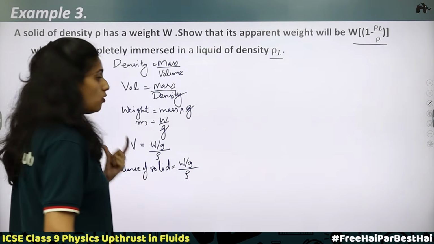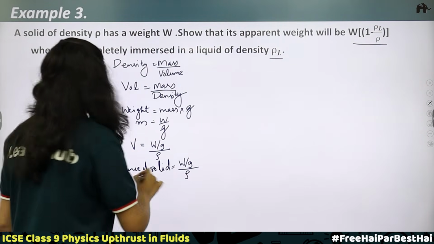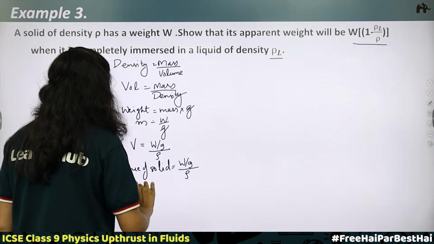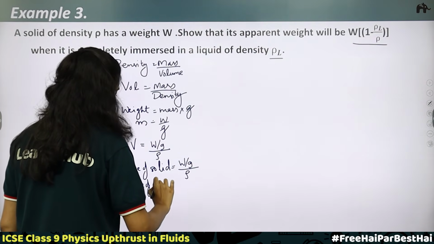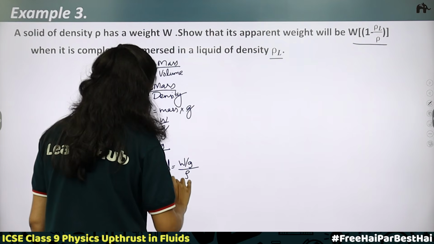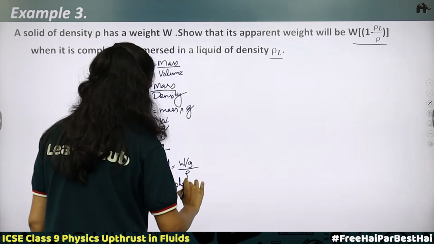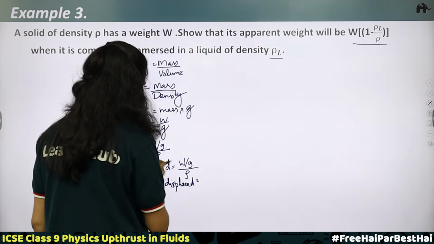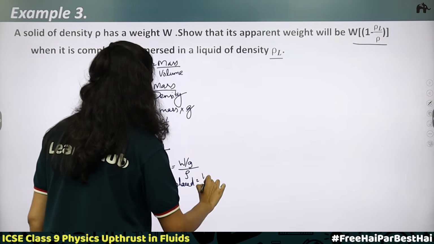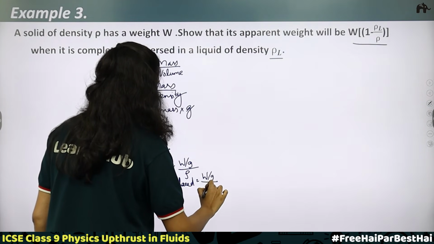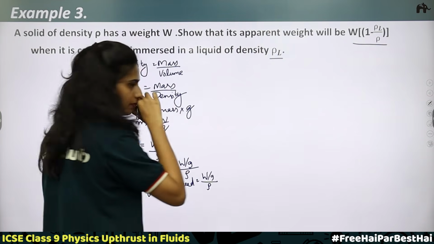So what will be the volume of liquid that is displaced? The volume of liquid displaced will be equal to the volume of solid, that is W by G whole divided by rho.